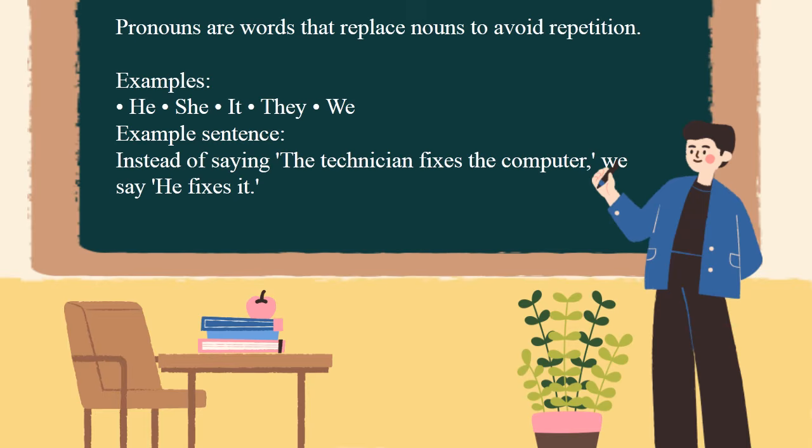Common pronouns include, for example, I, you, he, she, or it. These are pronouns in the singular. However, in the plural we can use we, you in the plural, or they. So in ICT communication, pronouns help us write efficiently and clearly, especially when we talk about users, devices, or systems repeatedly.